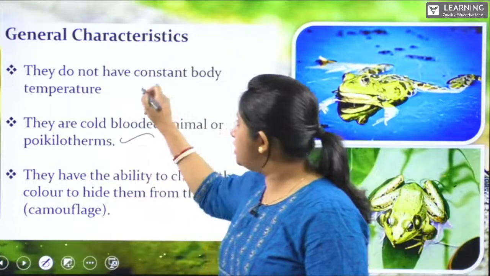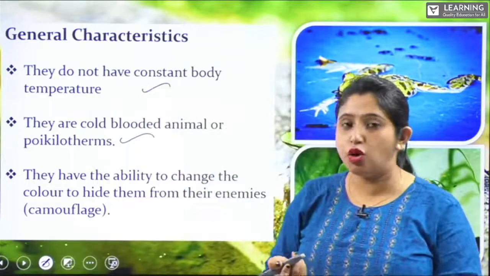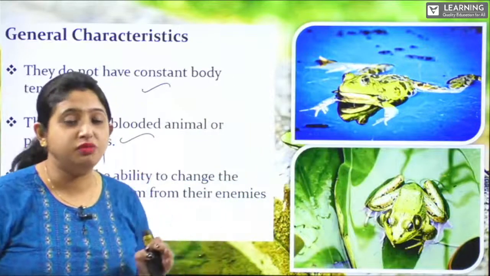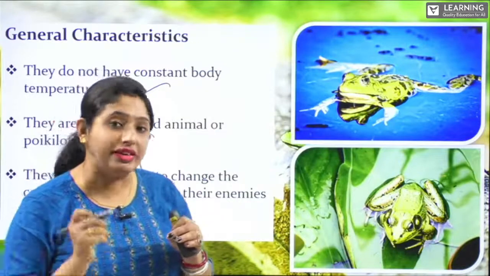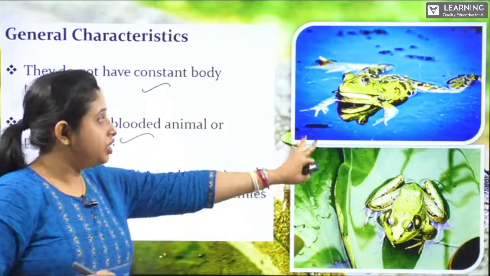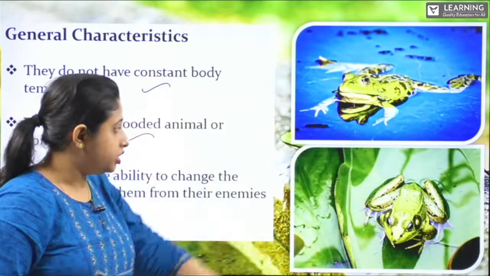So as you can see, they do not have constant body temperature and they are what? They are cold-blooded animals, also known as poikilotherms, right? So as you can see, this is the frog which is in the water, right?